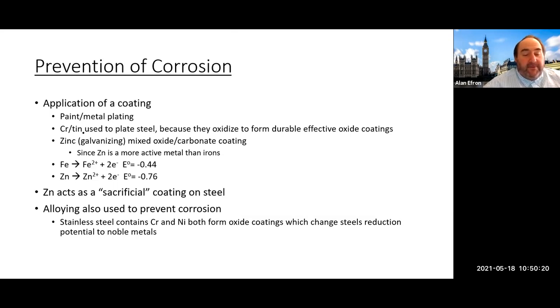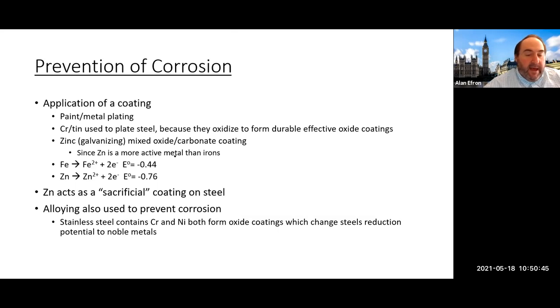You could also do some type of plating of your steel with chromium or tin. They form an oxide. The difference is that the coating that is formed will pretty much stay on there. It won't fall off and stuff like that. You could also do some type of galvanizing with zinc. It's basically a mixed oxide with a carbonate type of coating.